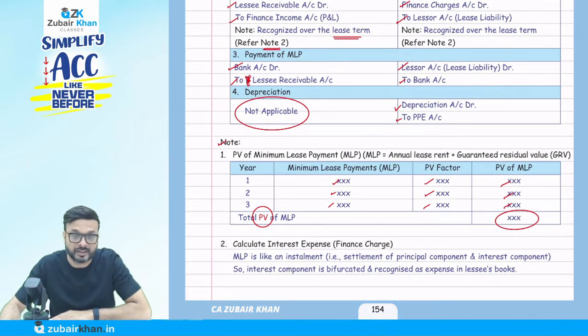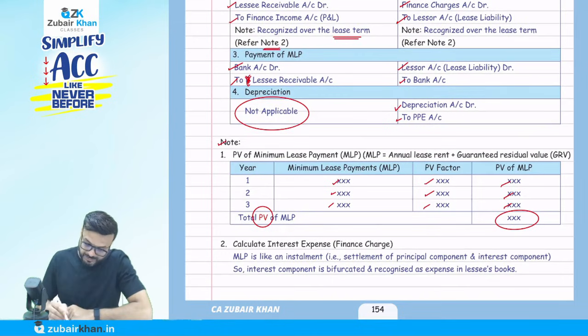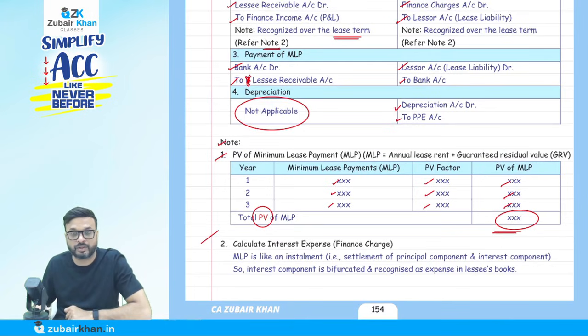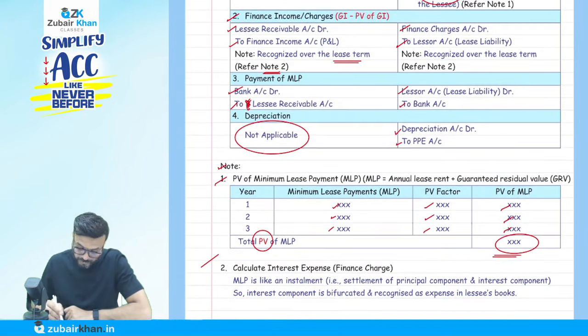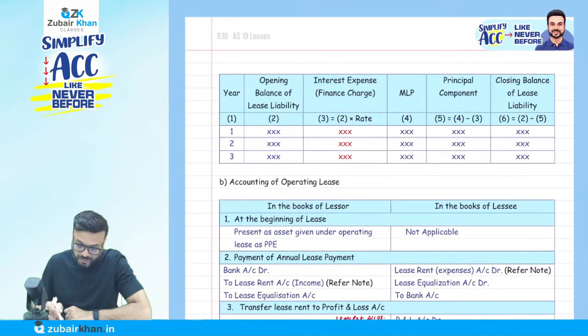Now, the second point. What does the second point say? They are talking about the calculation of interest, because here we recorded the present value of the minimum lease payment. How do we calculate this interest? Interest is the opening balance of the liability multiplied by the rate of interest; that is the interest amount.